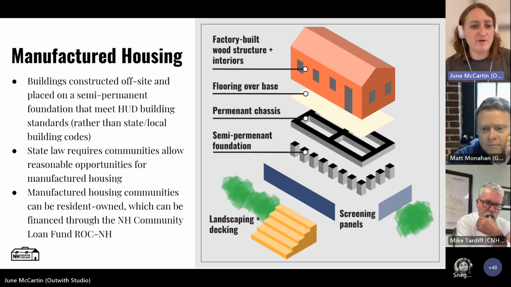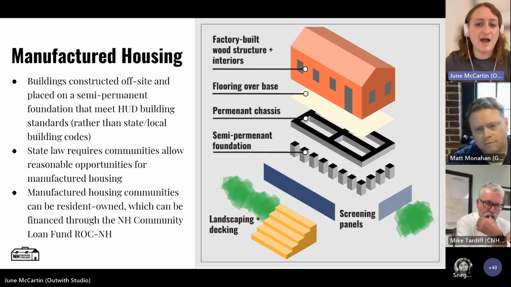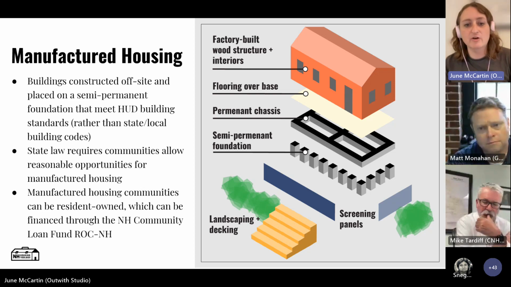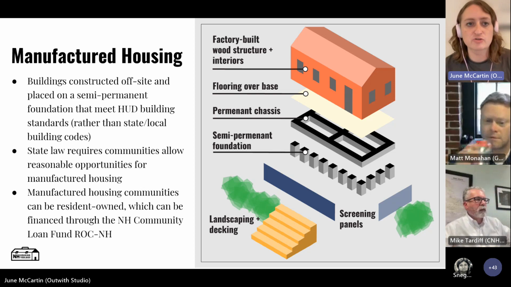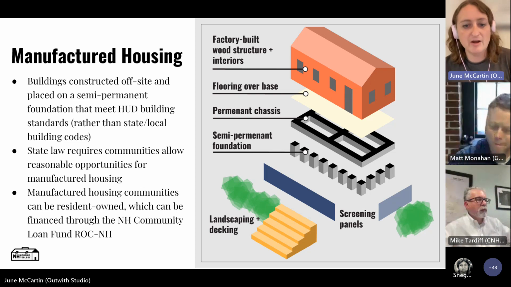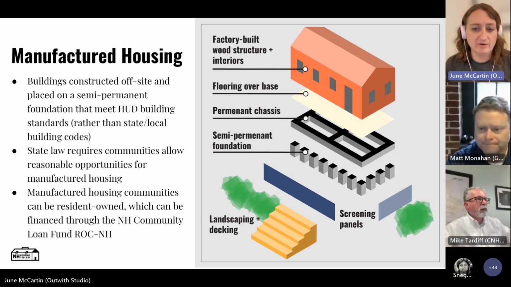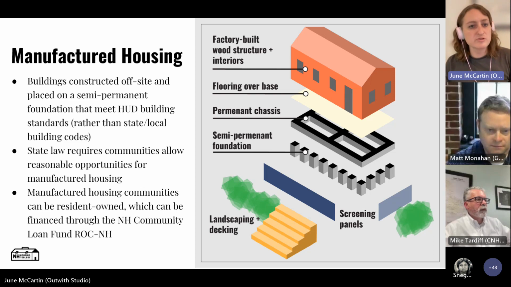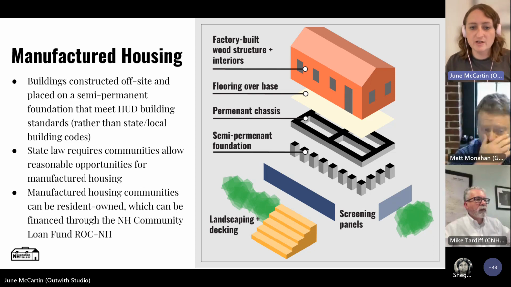The communities of manufactured housing units, that's a whole different class of manufactured housing development. And I'll just note that those can be resident owned. Typically we thought of those as owned by a landlord offsite who rents out the lot to the owner of the manufactured home. But they can also be resident owned, and there's tools through the New Hampshire Community Loan Fund that can help residents undertake that process with technical assistance and financing tools.